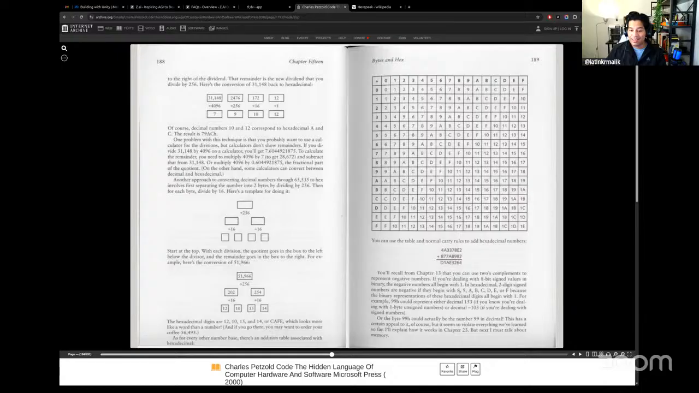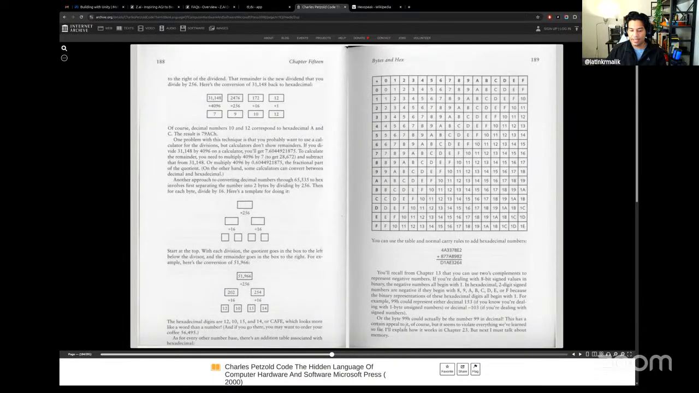And also because the binary representation of all these hexadecimal digits also begin with 1. So for example, 99H could represent either the decimal number 153, if you know that you are dealing with 1 byte unsigned number. And if I tell you that it is a signed number, it becomes decimal minus 103. Or the byte 99H could actually be the number 99 in decimal.